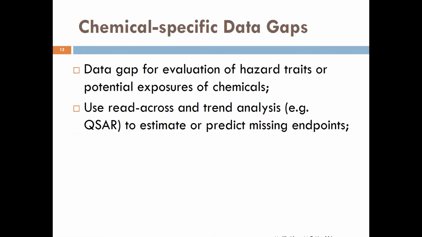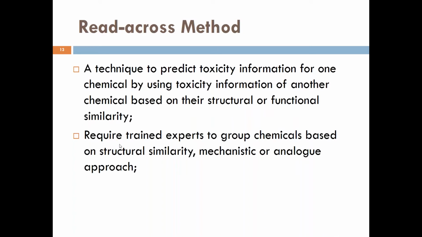And the next question is chemical-specific data gaps. For data gaps in the evaluation of hazard traits or potential exposure of chemicals, we can use read-across and trend analysis, such as QSAR, to estimate predicted missing endpoints. Basically, the Click tool is an example of using, for example, QSAR or using similar chemicals based on their chemical structures. So the first approach that the AA guideline talks about is the read-across method.